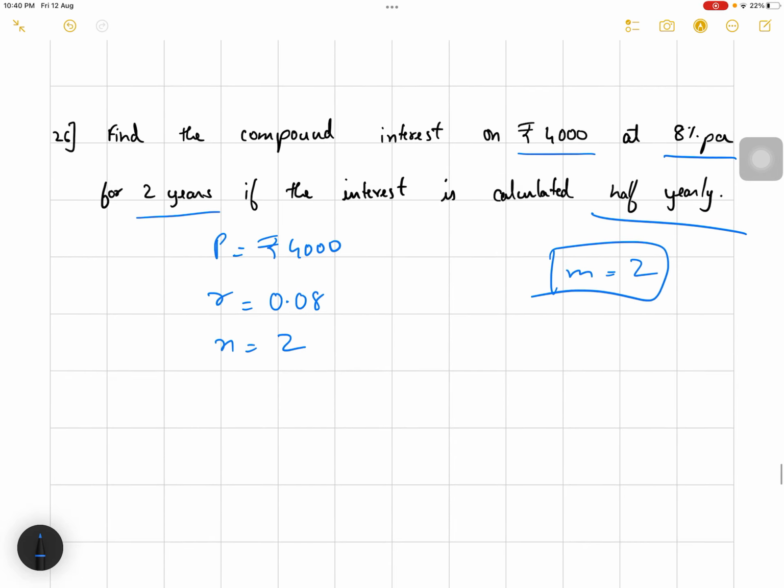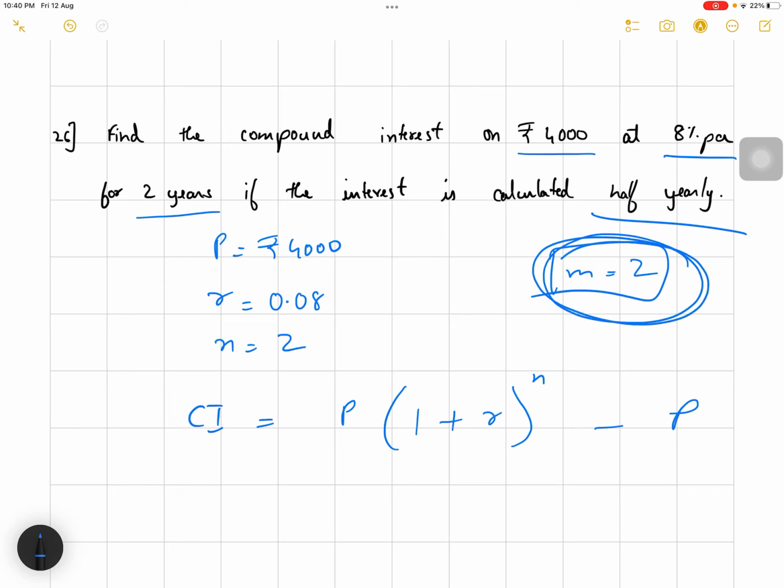Okay, so here the formula will be CI is equal to P into (1 plus R) raised to N, minus P. This is the actual formula for compound interest, correct? But when it is done half yearly, you just have to multiply N by 2, because M is equal to 2, and divide R by 2.